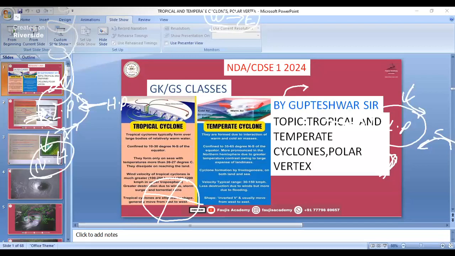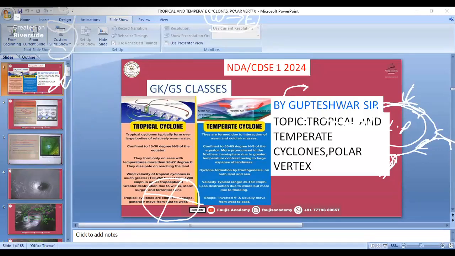Now we see the point of how the wind is blowing. Wind is blowing in this way, in this way. Now, in this way means what? They are blowing in the clockwise direction. So due to that, we have the cyclones in the southern hemisphere in the clockwise direction, and in the northern hemisphere we have the anti-clockwise direction.